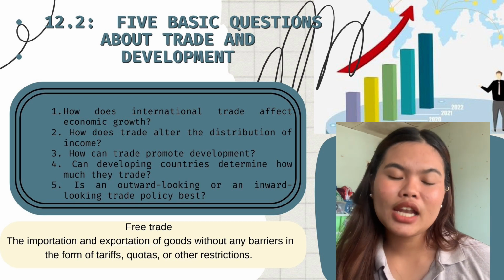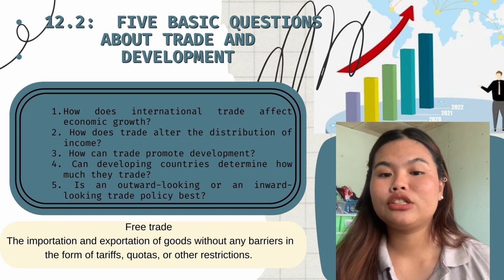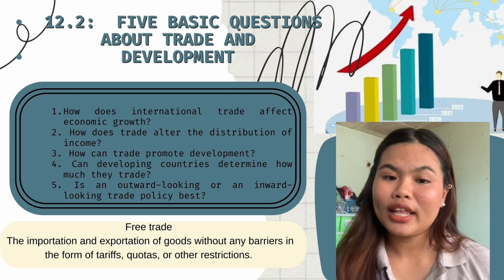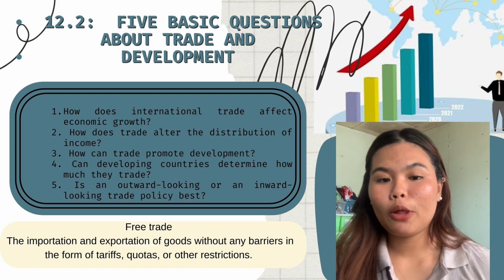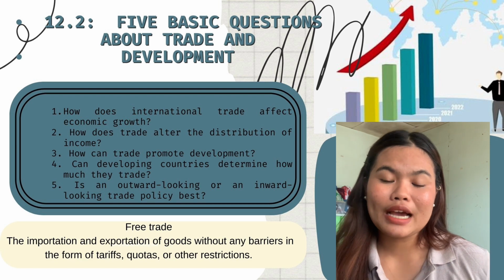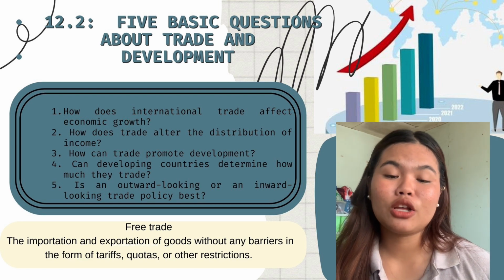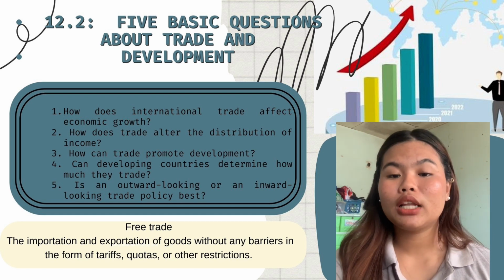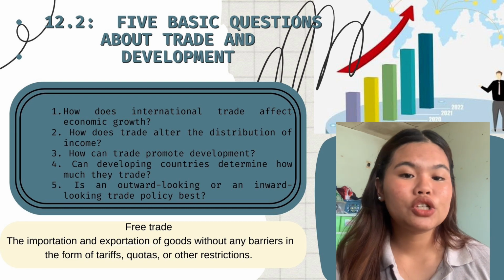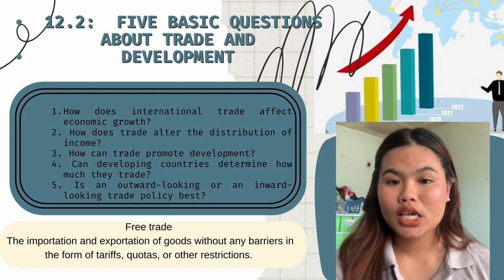Lastly, is an outward-looking or an inward-looking trade policy the best? Finally, to promote growth and development, an outward-looking international policy is required. In all cases, self-reliance based on partial or complete isolation is asserted to be economically inferior to participation in a world of unlimited free trade.